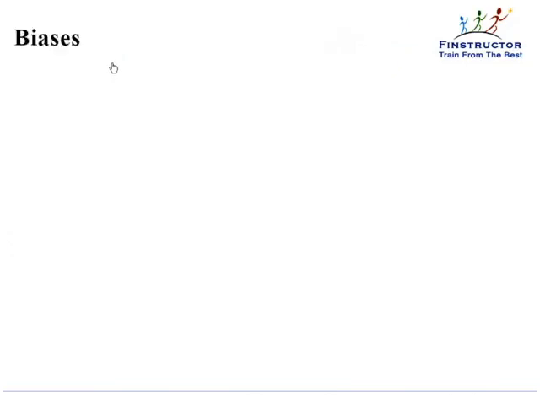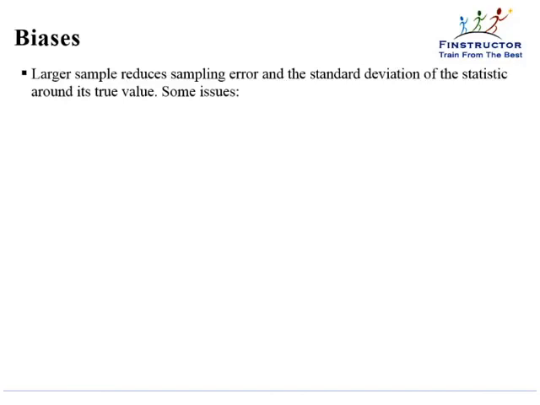Finally, let's understand some biases that can come in the process of sampling and statistics. First is generally we are advised to take a large sample because large sample reduces the sampling error. The value will be closer to the population mean.